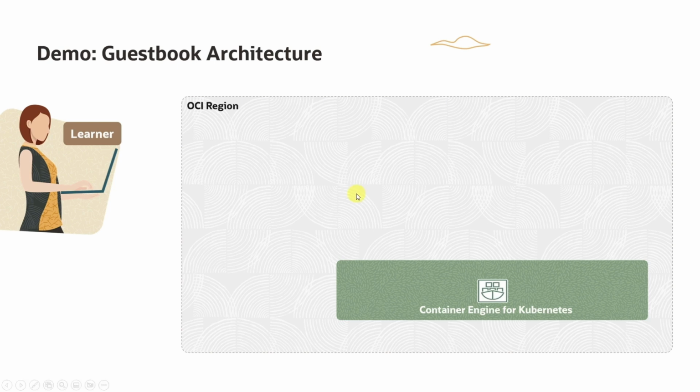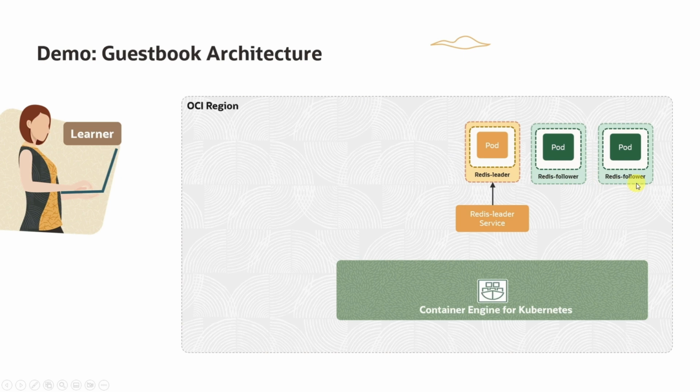We will be creating a Redis leader instance and a Redis leader service. The guestbook application will require it to communicate to the Redis to write its data. The Redis leader is a single pod. We will then set up Redis follower pods and Redis follower service. The guestbook application will need this service to communicate with the Redis followers to read data.